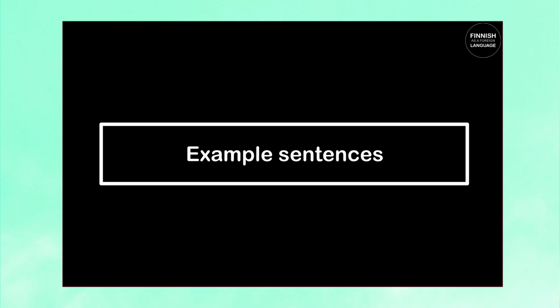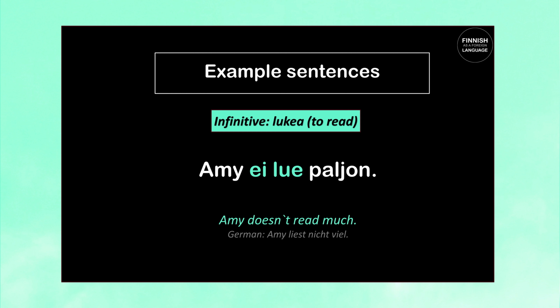Alright, now we arrived at chapter 5. Let's go through some example sentences. So let's start with an easy one. Amy ei lue paljon means Amy doesn't read much. So Amy ei lue means Amy doesn't read. It's the third person singular negative present tense of the verb lukea, which means to read. This verb is, by the way, affected by the consonant gradation. And then we have paljon, which means much. So let's repeat. Amy ei lue paljon. Amy doesn't read much.